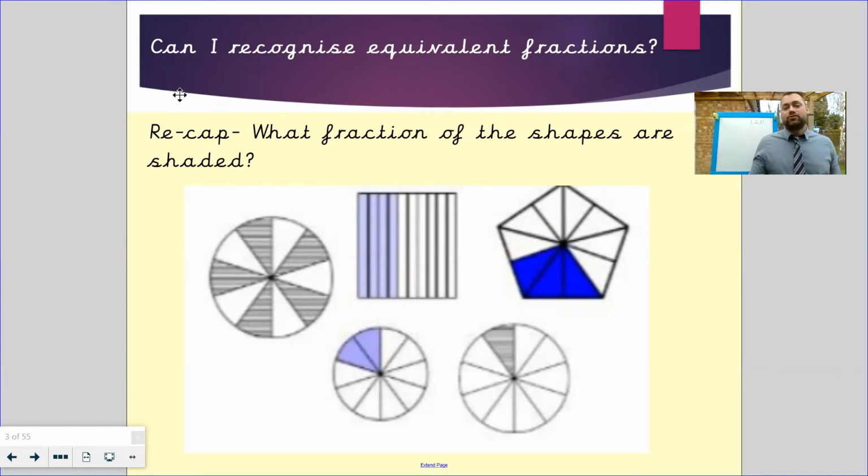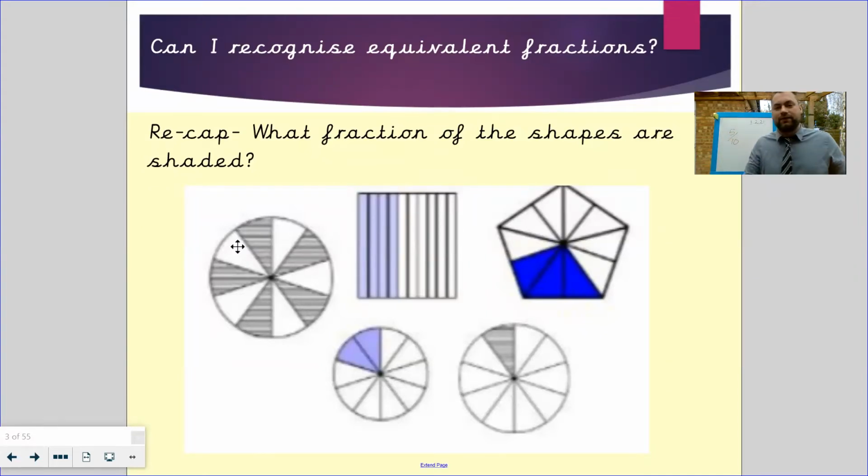Okay, good. So you don't have to draw any of this out. You just need to write down what the fractions are. So in this circle here, we have 1, 2, 3, 4, 5, 6, 7, 8, 9, 10 parts. How many are covered in? 5. So our fraction should be 5 over 10.